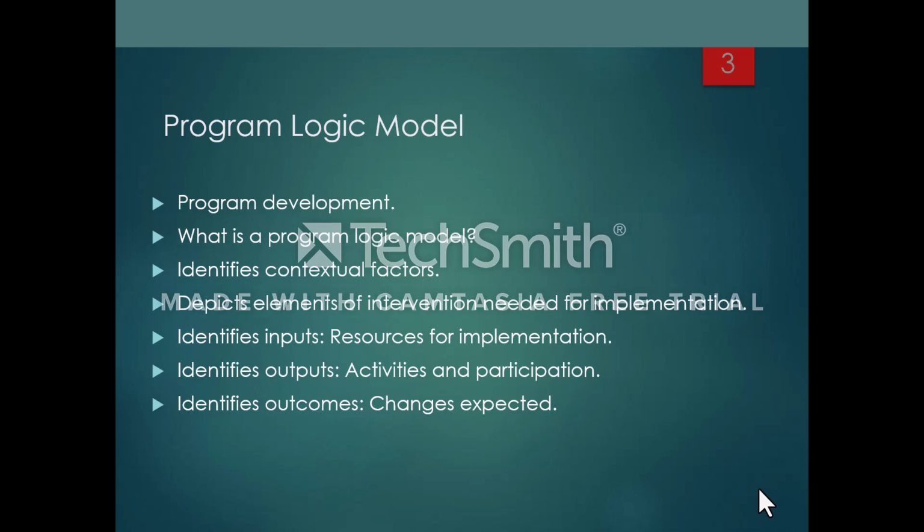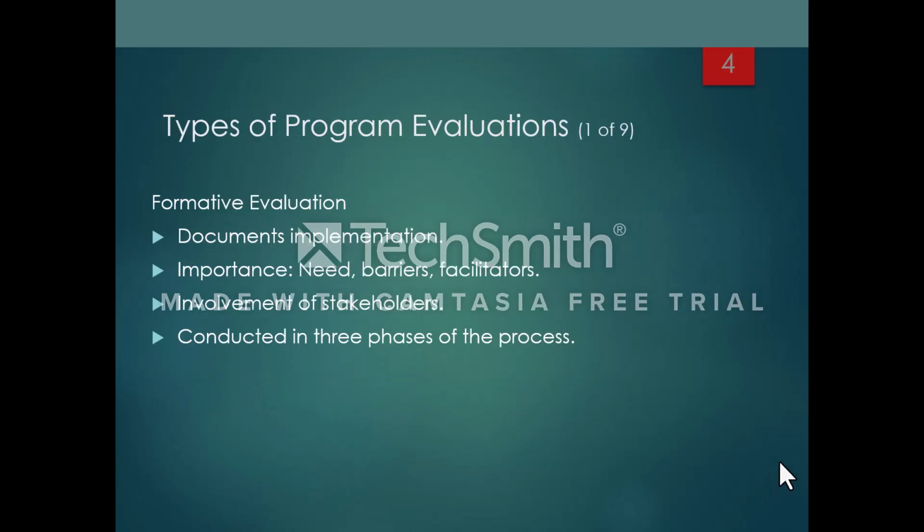The model also identifies outcomes. So these are changes in the program participants expected because of their participation in the program. These are then aligned in the causal if and then fashion. So formative evaluation is used to document the implementation of a program. It provides information about how various stakeholders experience the program, focusing on input and output parts of the logic model.